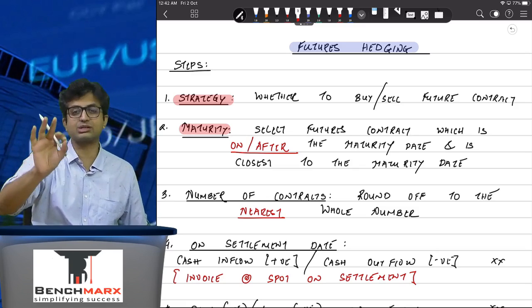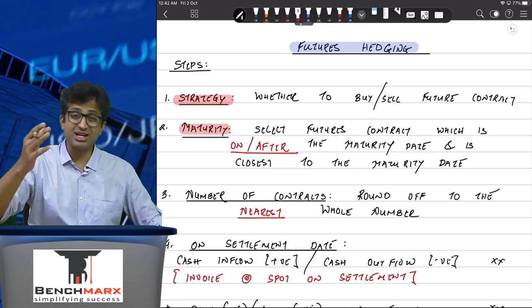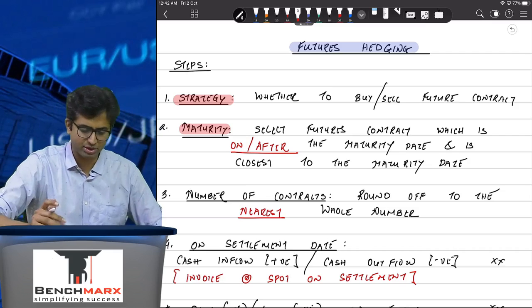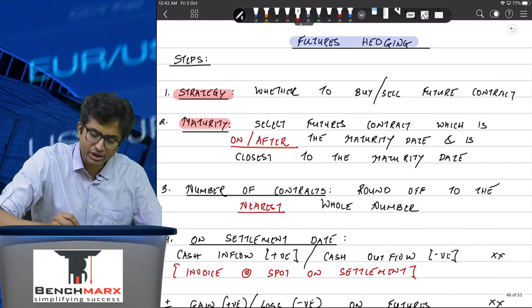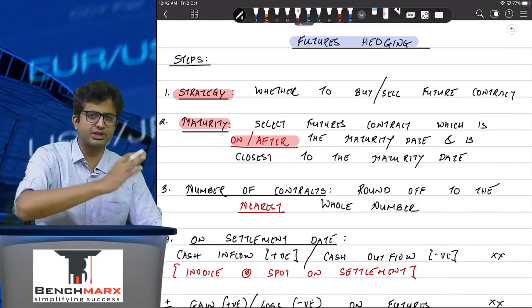Remember, hedging is risk minimization, not profit maximization. So if a particular strategy minimizes risk, you will try to take that strategy. So the maturity: select the futures contract which is on or after the maturity date and the closest to the maturity date. Don't take the ones before.